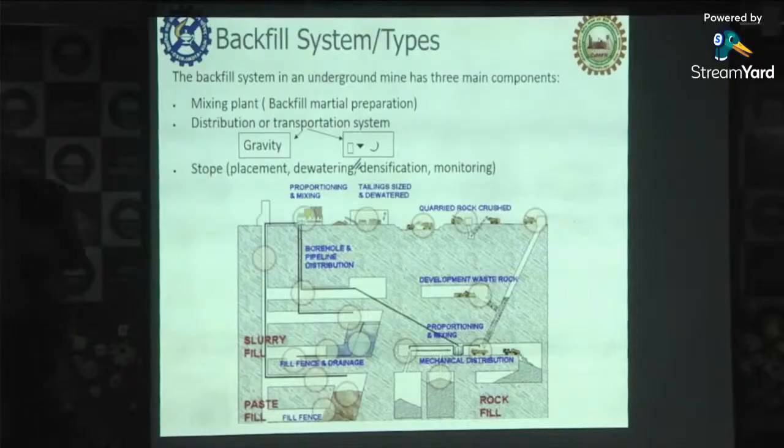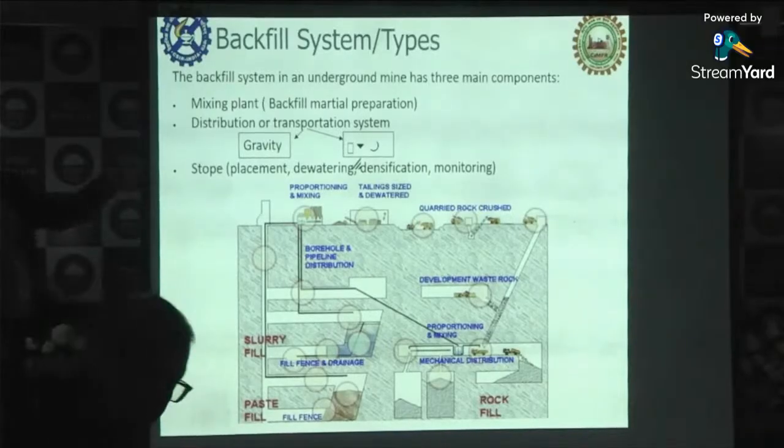So we actually work out the hydraulic profile and hydraulic gradient. Do you have an idea of hydraulic profile or hydraulic gradient? From the head we are getting to the extreme distance, we draw a straight line. That is the head available, and the profile is the profile of the pipeline. The pipeline profile should not cut the hydraulic gradient, because if it does, there will be stagnation and the flow will be blocked. That is the design criterion. Then after it is placed in the stopes, we do the dewatering, densification, and monitoring.